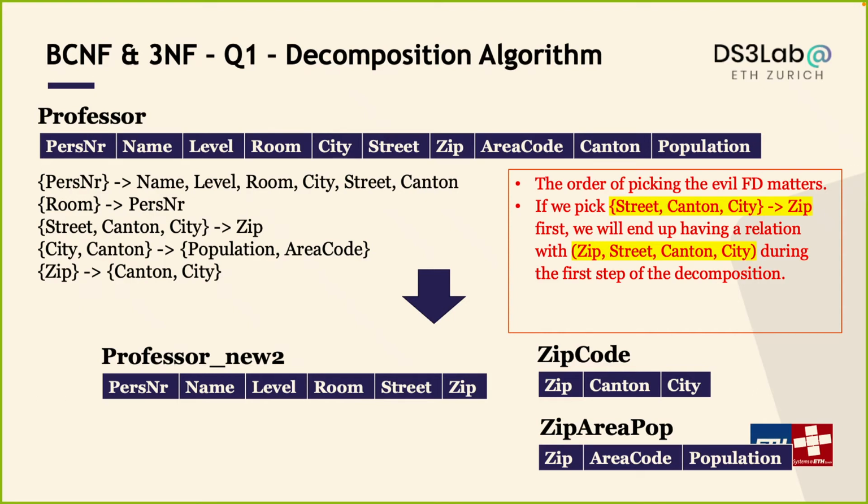But you could pick another one to start with. You could pick, for example, street and city decide zip code, if you really do not want to lose it. And then you will have a different decomposition strategy. Then you will have another relation containing zip code, street, and city. So you have a different result. So how can we decide which functional dependency to start with? That's actually a pretty delicate question.